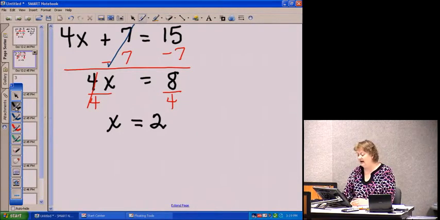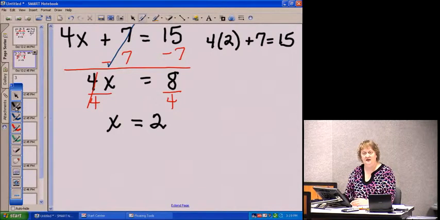And again, I could plug it in to check. 4 times 2 plus 7 equals 15. 4 times 2 is 8. 8 plus 7 equals 15.